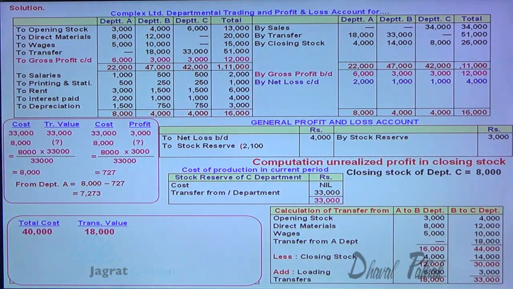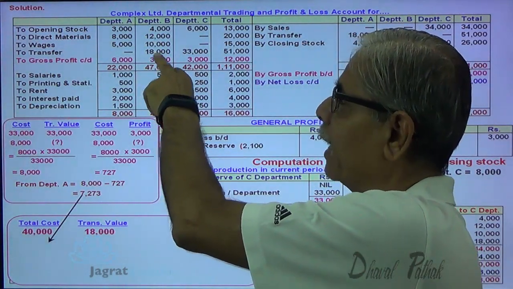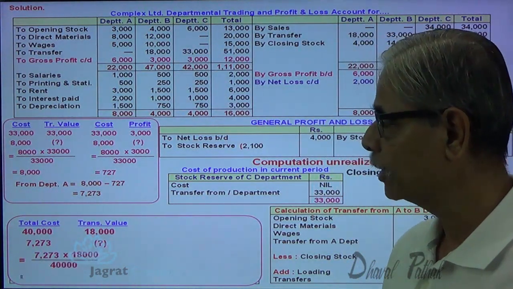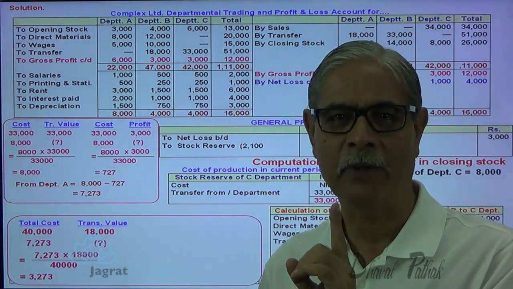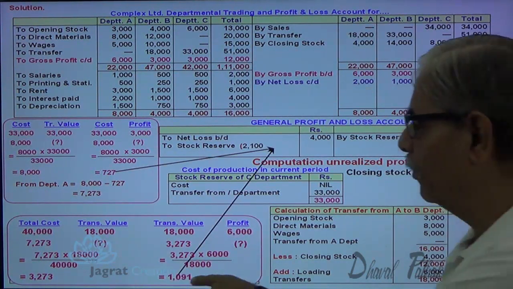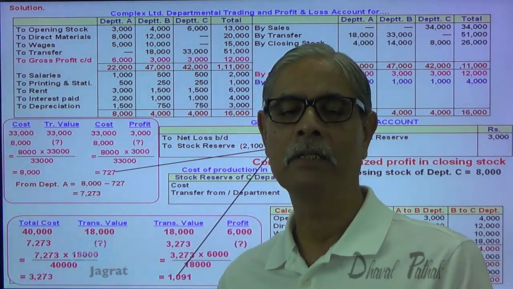So 40,000 is to 18,000. 18 plus 10 plus 12, 40,000. In that, the profit element item is 18,000. How much for 7,273? So this is the element of item with profit load. But how much is the profit load? That we have to work out. So 18,000 is to 6,000 profit. How much for 7,273? So that works out to be a profit element of 1,091, the profit element charged by Department A found in the stock of C.